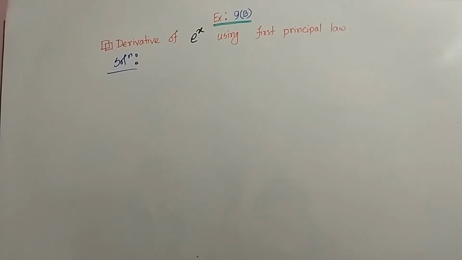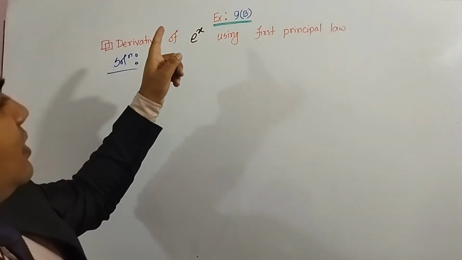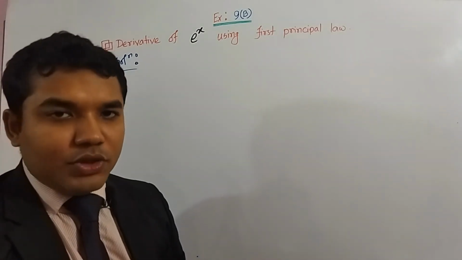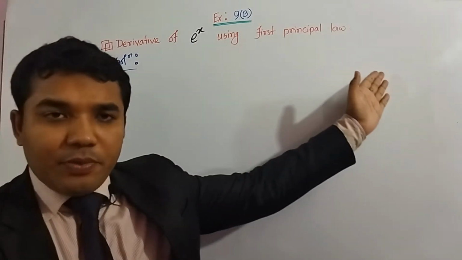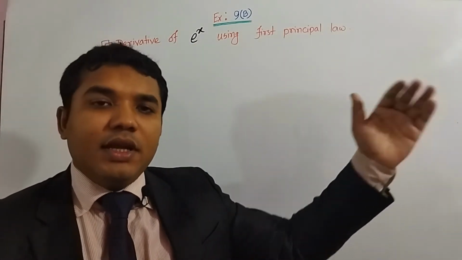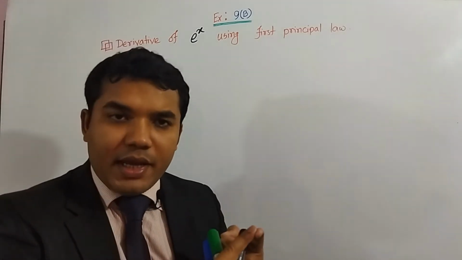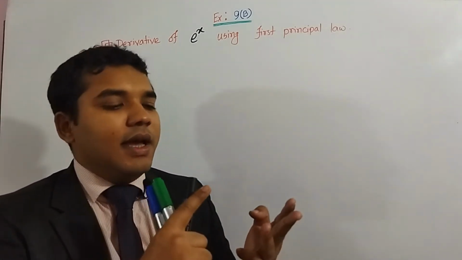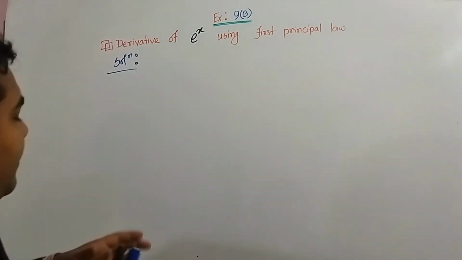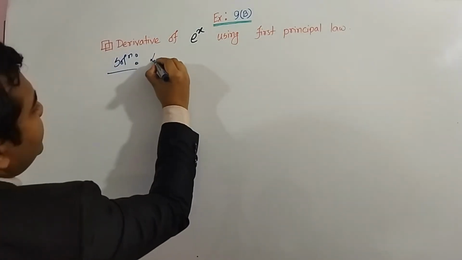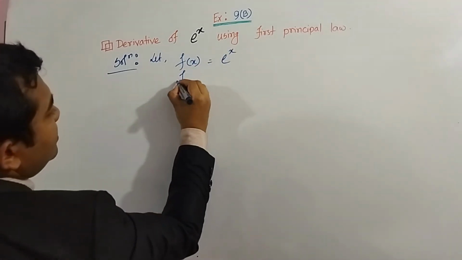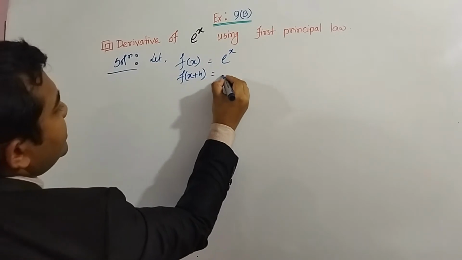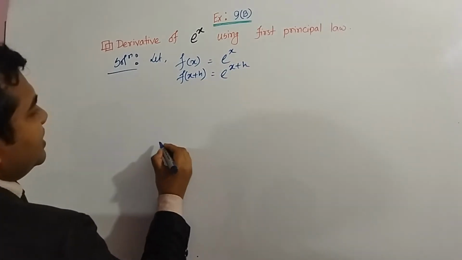Okay, dear students, here we have the derivative of e to the power x using first principle law. That's question number 2. Similarly, since we have talked about first principle law, we have to follow the same procedure: we have to find f of x, then f of x plus h, and then we have to go for the formula. Okay, write it down. Let our function f of x be e to the power x, so f of x plus h is e to the power x plus h.